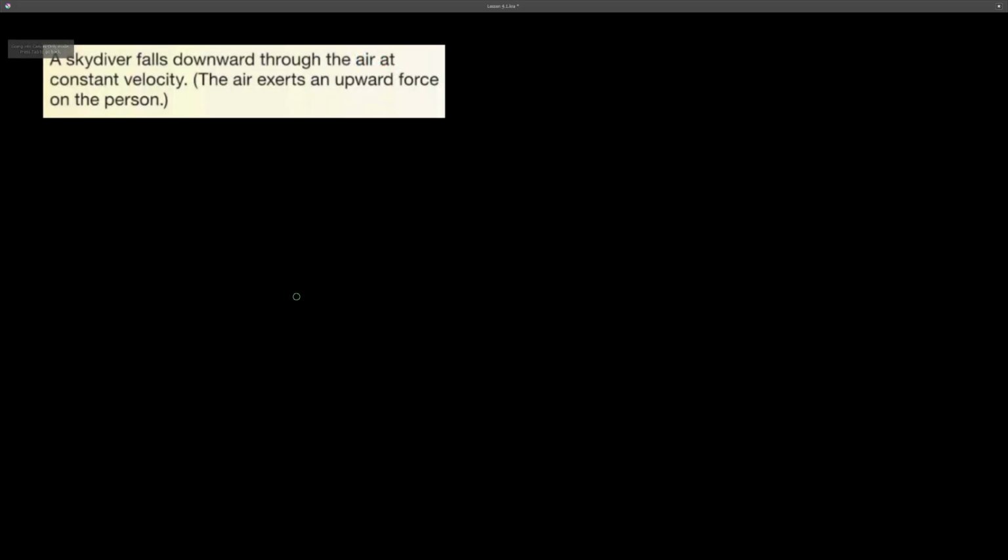So for the first question we're going to solve, it's going to be about a skydiver, and this person is falling downward through the air at a constant velocity.